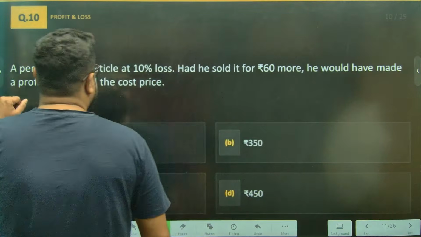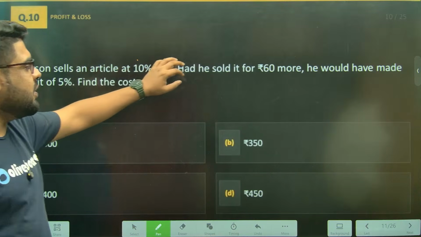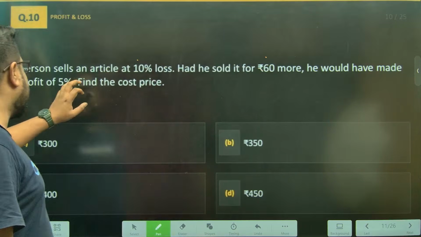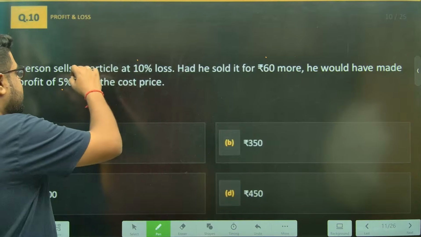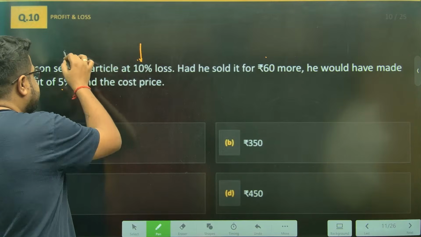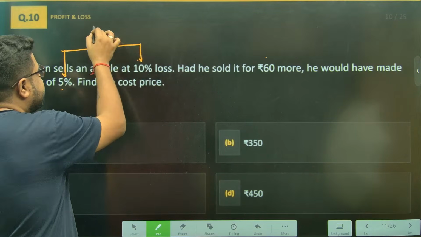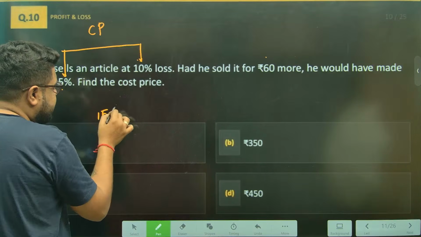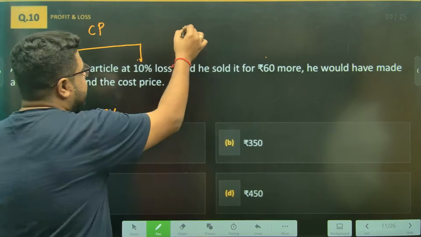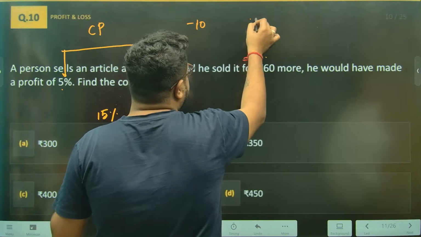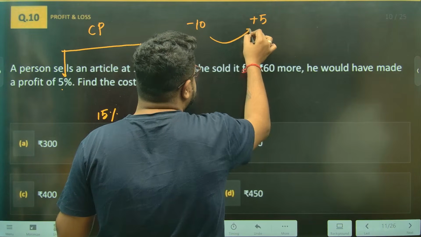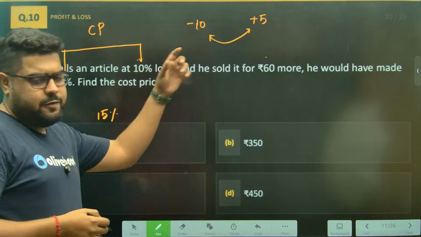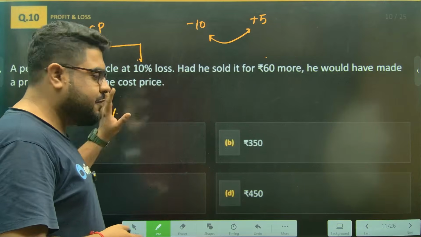A person sells an article at 10% loss. Had he sold for this much more, he would have made a profit of 5%. Sir, both loss as well as profit get calculated on one simple thing, that is CP. So what is the difference? Can I say 15% difference? 10% loss meaning minus 10, and profit meaning plus 5. So the difference is plus 5 minus of minus 10, which is 15%.